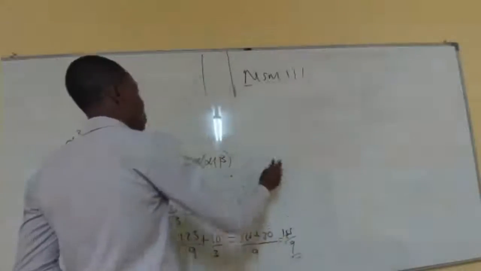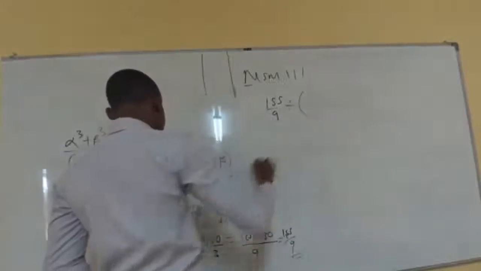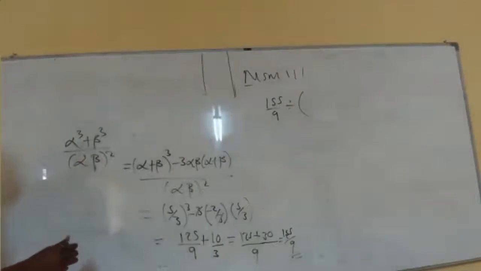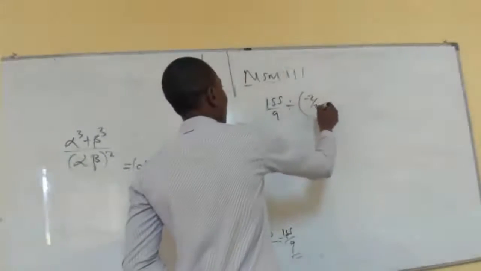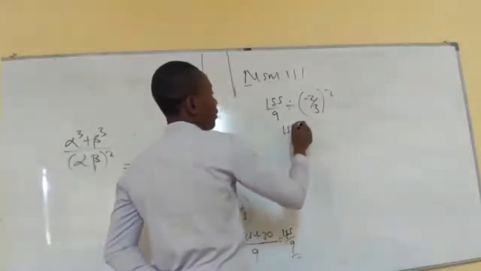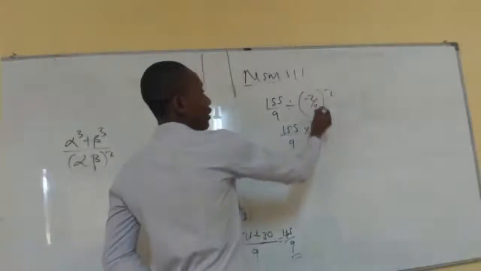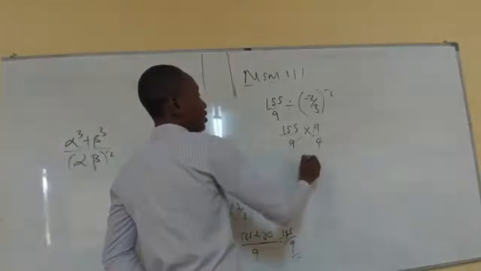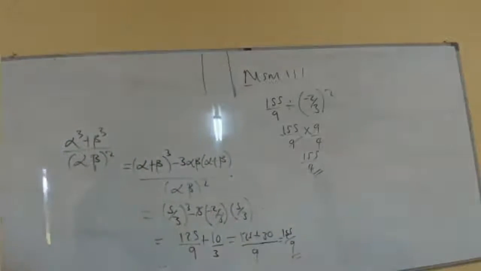Then we are now saying 155 over 9 divided by alpha times beta. From there, we had the product as negative 2 over 3, right? So we have negative 2 over 3 squared. So we have 155 over 9 multiplied by, if I flip this, remember this is 4 over 9, so this is going to be 9 over 4. So this and this, so the answer is 155 over 4. Okay, so that is your final answer, 155 over 4. Next question.